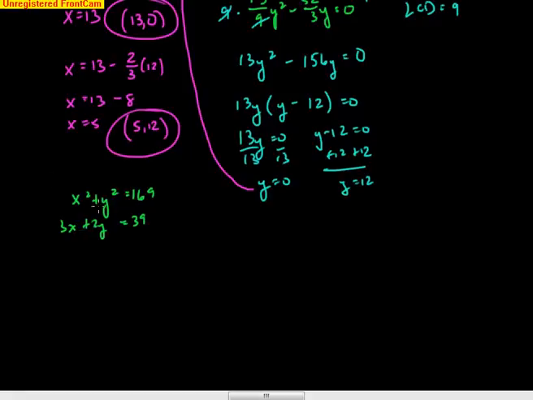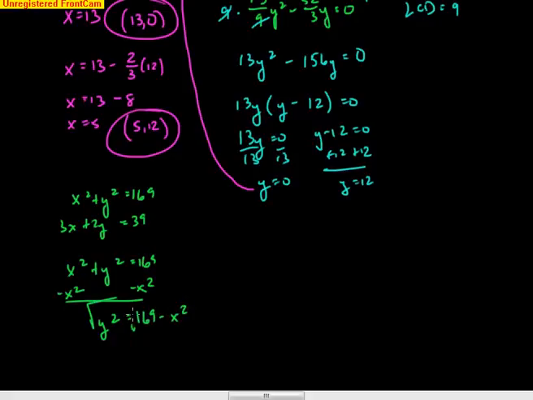So for the first one, remember how to solve that circle for y. You would subtract x squared. y squared equals 169 minus x squared, and then you take the square root. And remember, you get two answers, plus or minus, and nothing simplifies. And that's what I'll plug in my calculator.